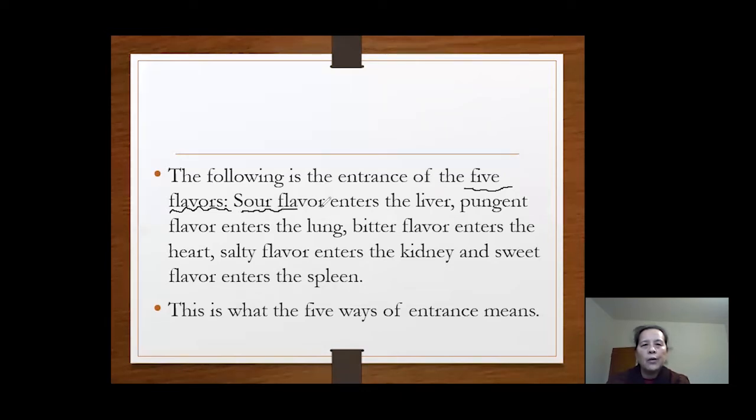So sour flavor goes to the liver, and the pungent goes to the lung. Bitter goes to the heart. Salty goes to the kidney. And the sweet goes to the spleen. So that's the way different flavors go to different organs. This part we are pretty familiar with already, as we talked about in our foundation.